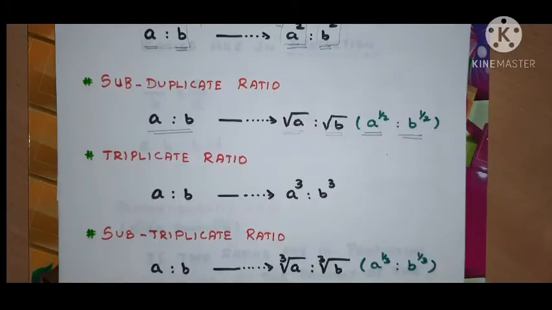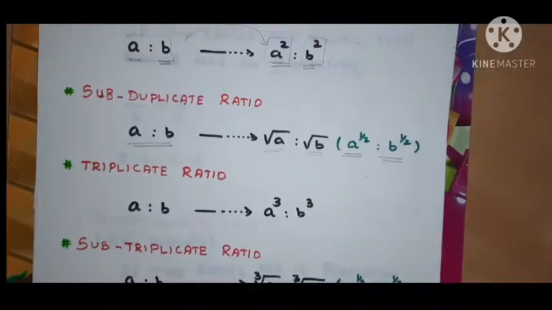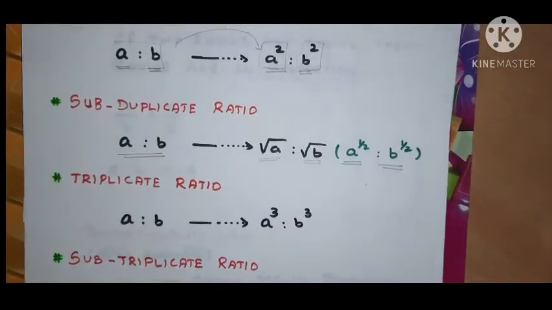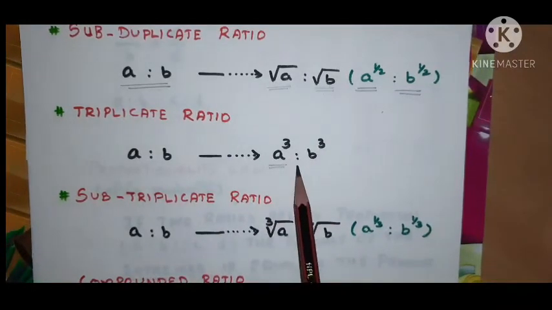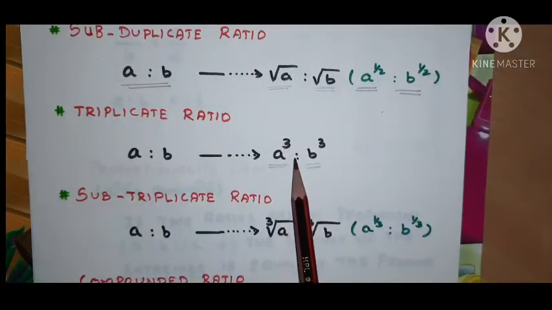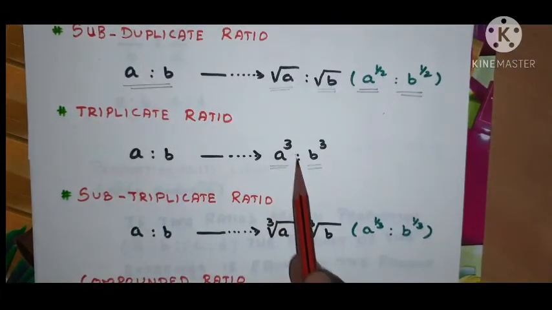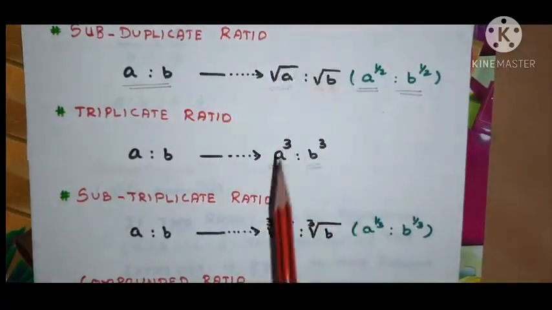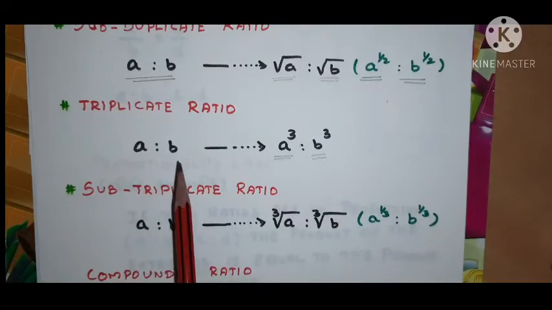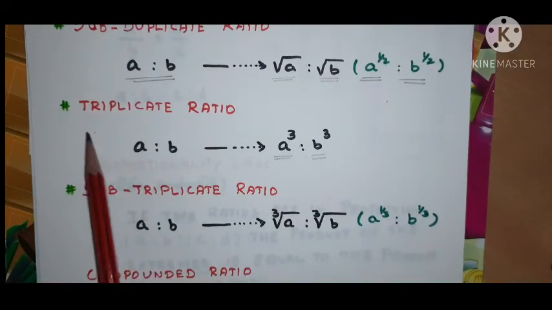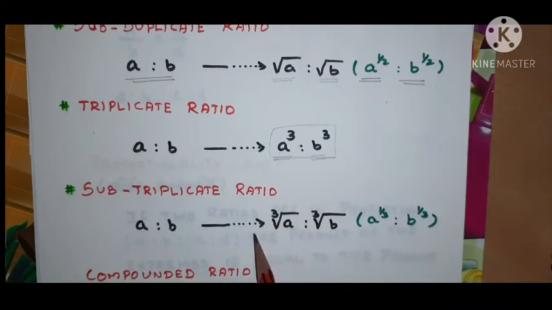Next, triplicate ratio. If the ratio is A is to B, then its triplicate ratio can be expressed as A power 3 is to B power 3, means A cube is to B cube, thrice, right? We have to do. So A cube is to B cube. This is twice the amount, this is thrice the amount, right? Fine. So if the ratio is A is to B, and they ask us to find the triplicate ratio, then we have to use this form called A cube is to B cube.